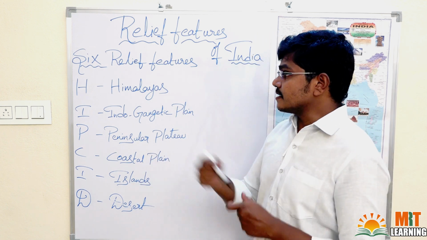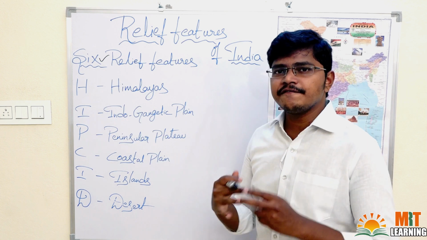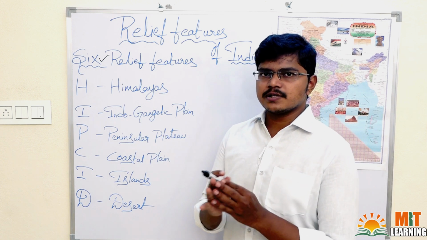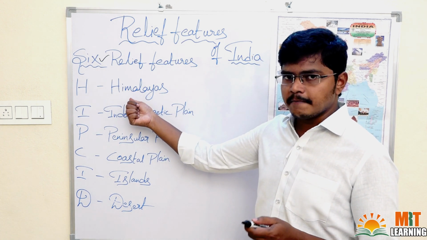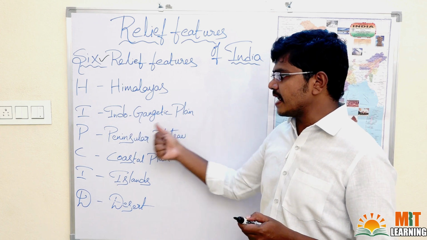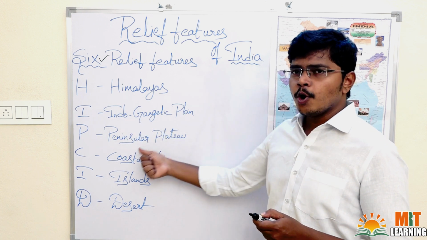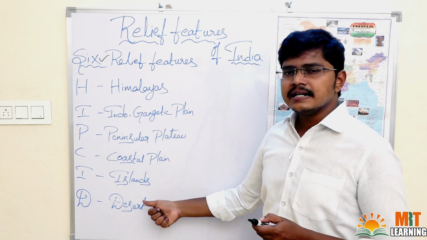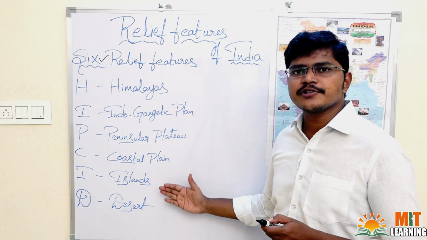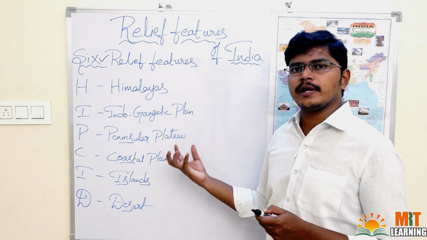We have 6 relief features. How many relief features do we have? 6 relief features. Those are the Himalayas, Indo-Gangetic Plain, Peninsular Plateau, coastal plains, islands, and deserts. These are the relief features of India. So you have to remember this.